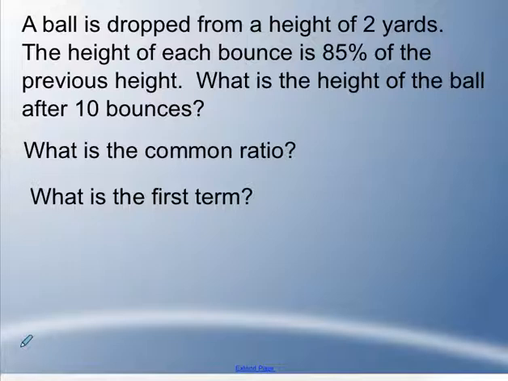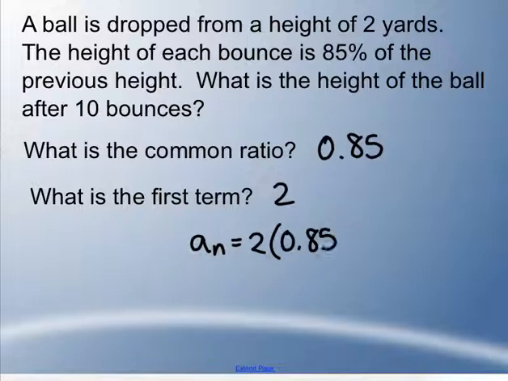So what's the common ratio? I am taking 85% of each one previous, which means that's my ratio. But I'm going to put it as a decimal as 0.85. And what's my initial? Well, the first term is 2, which means I can plug it in and say a sub n is equal to 2 times 0.85 to the n minus 1 power. So that I can plug in 10 and figure out how high it is after 10 bounces. This is exponential decay. Because that ratio is below 1, I'm getting smaller each time exponentially.